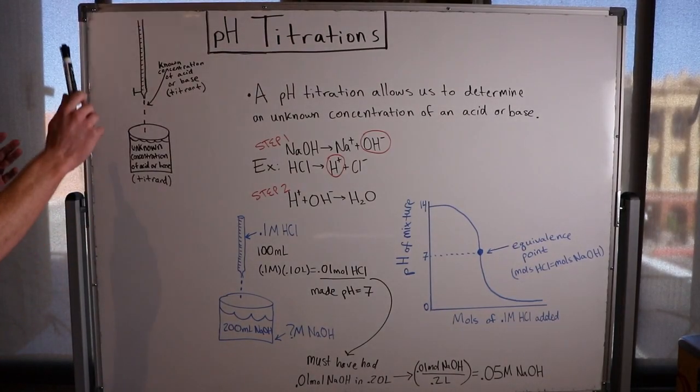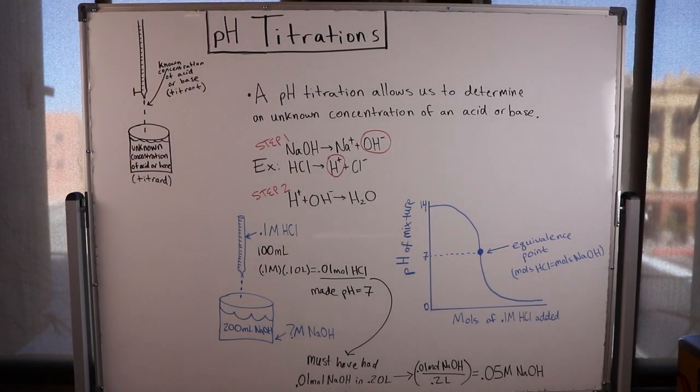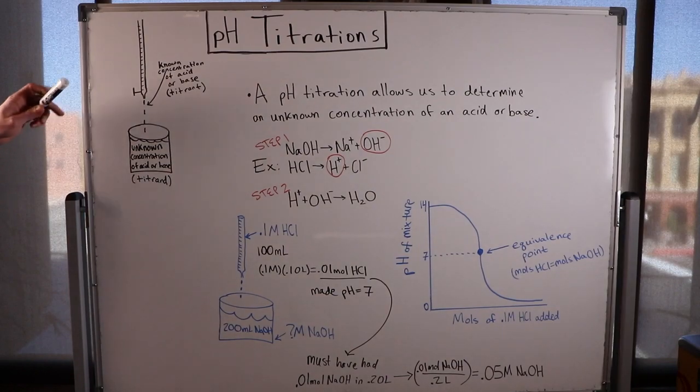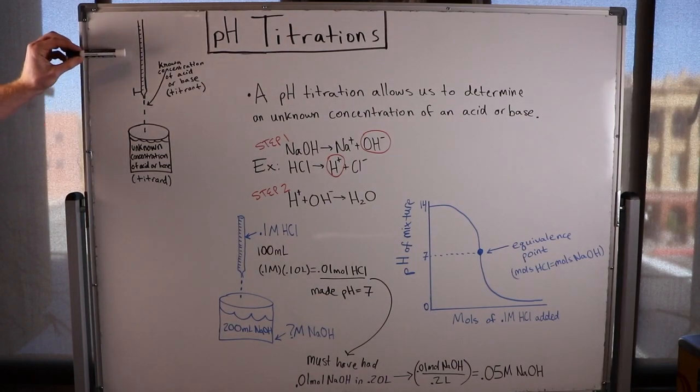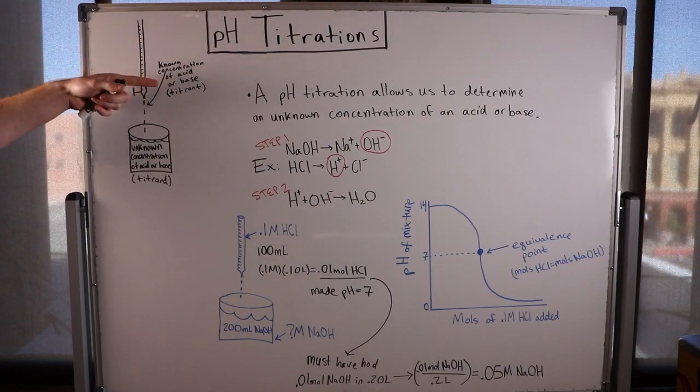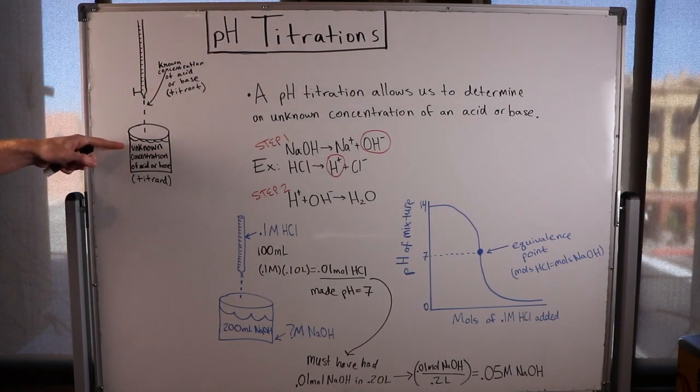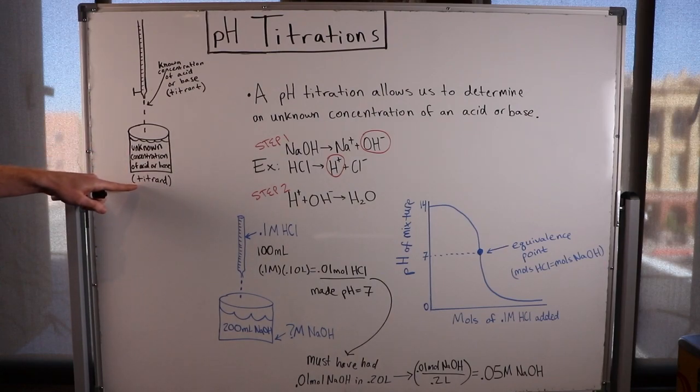Okay, in this video I'd like to talk about pH titrations. So a pH titration is basically when you add bit by bit of a solution for which you know the concentration, and this is either an acid or a base, and we call this the titrant, to a solution for which you do not know the concentration of an acid or a base, and this is called the titrand. So this is essentially a neutralization reaction.